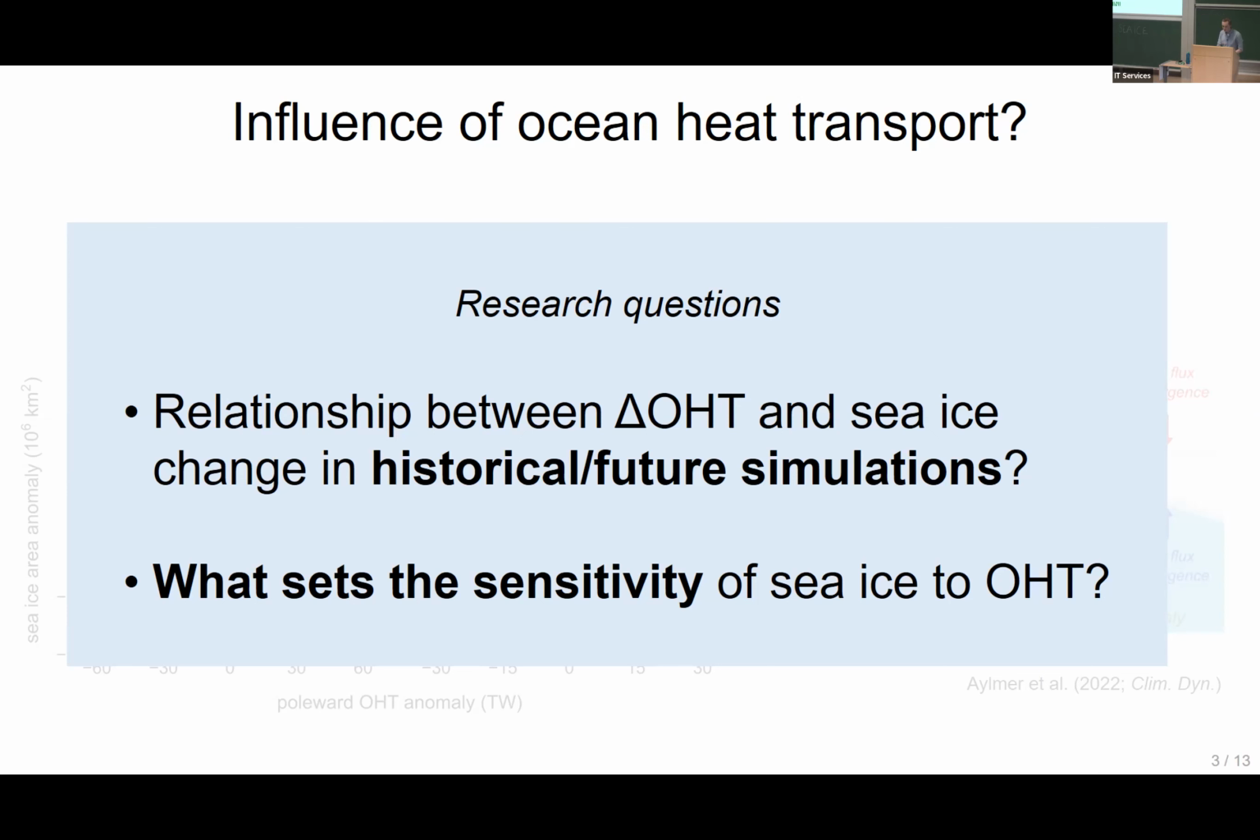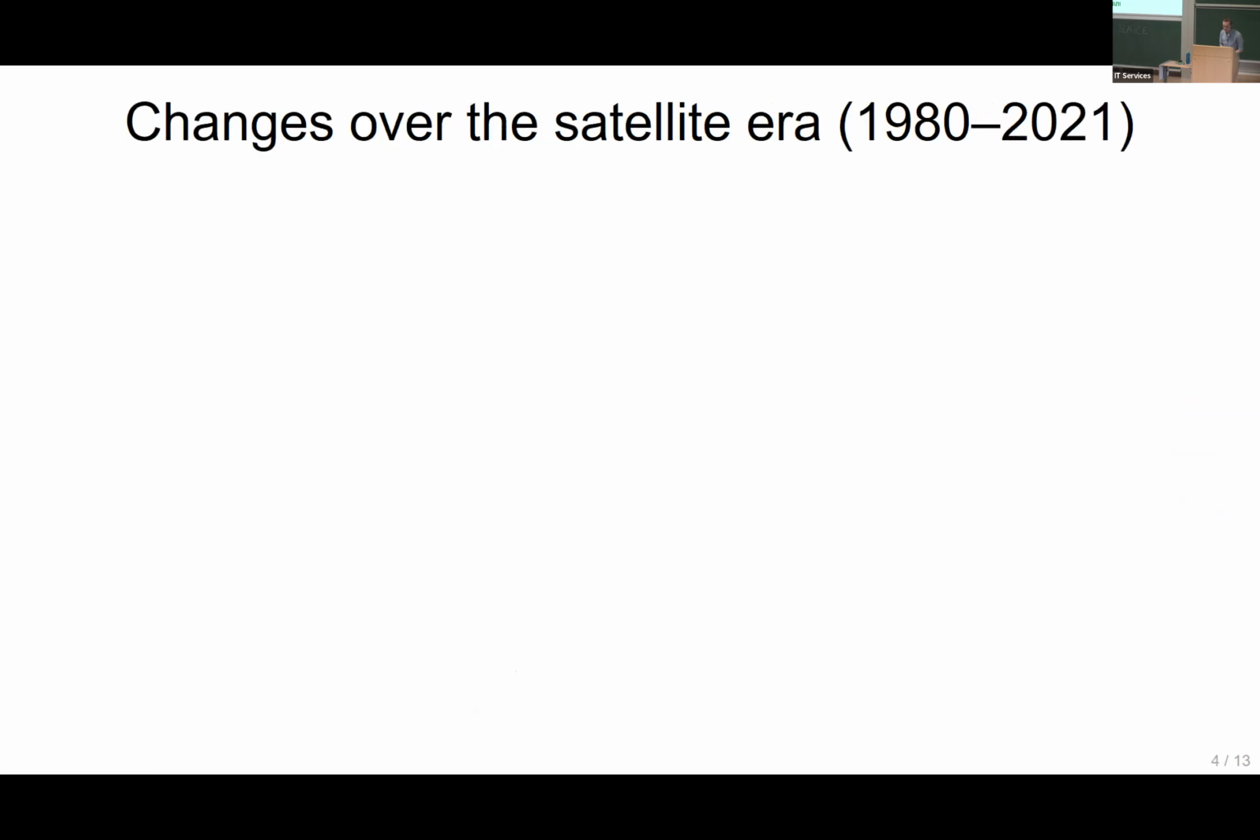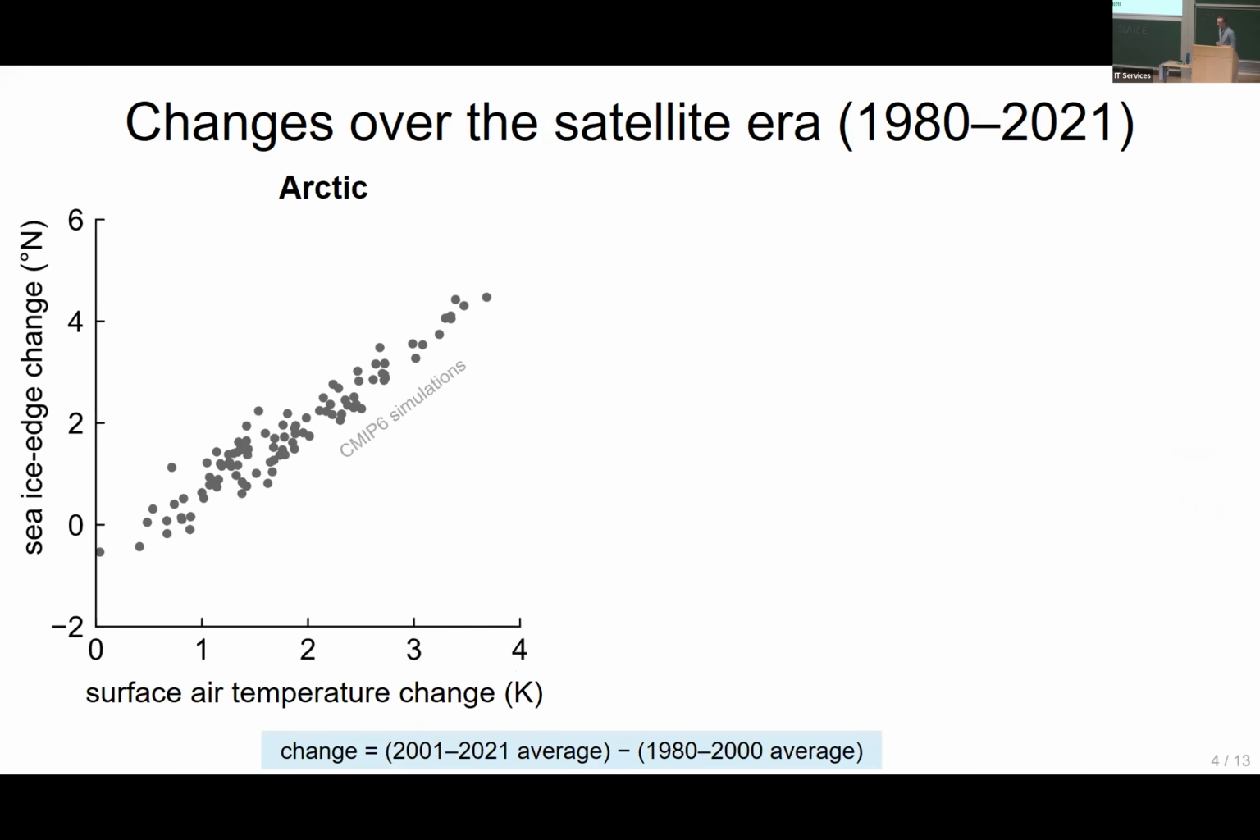So we're going to start off very simply, and we're going to be looking at first changes in the sea ice and polar temperature over the satellite era. That's just so we can compare to observations, and then we will extend it to the future simulations later on. So here is a plot.